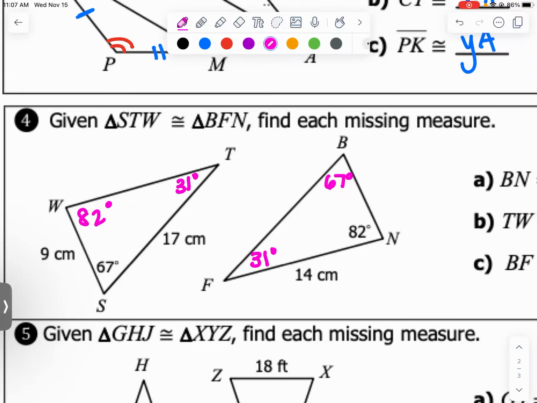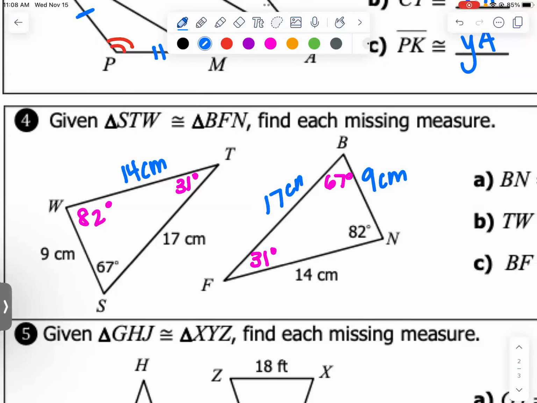Now, is there anything else we can mark up? Okay, we can mark what F is. What about the sides? Do we know some information about our sides? WT is 14 centimeters, and we know that because WT and NF are corresponding. What else? BN is 9. Do you agree? Okay. Do we know BF?